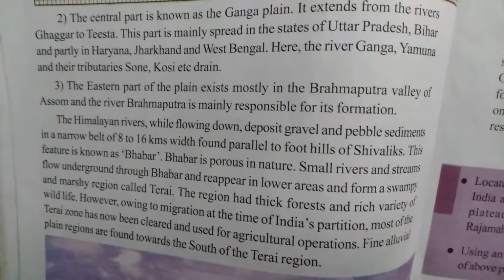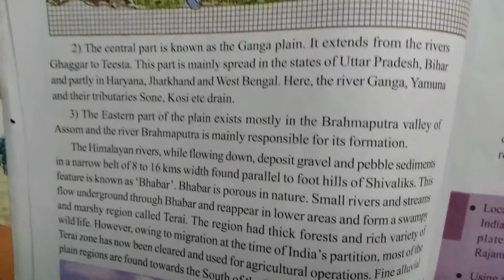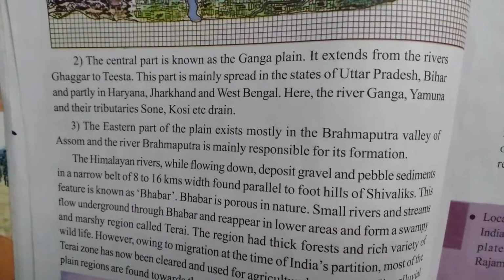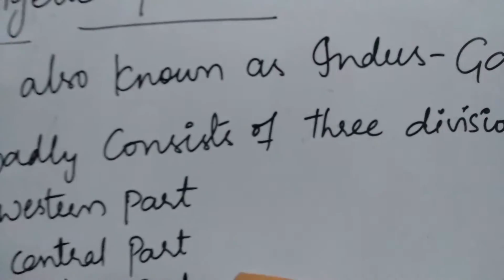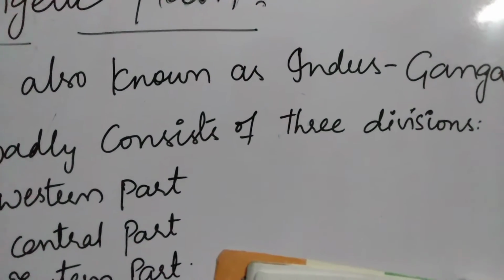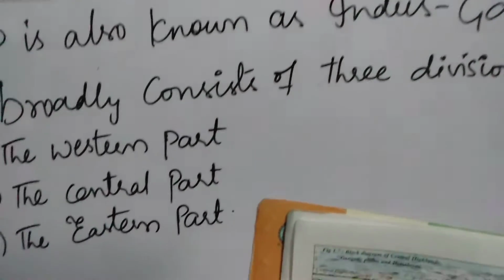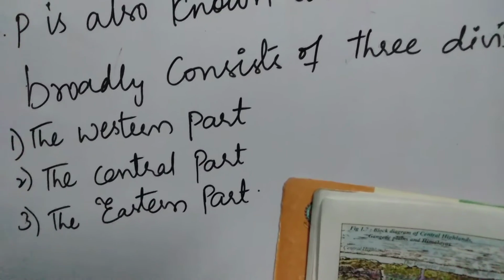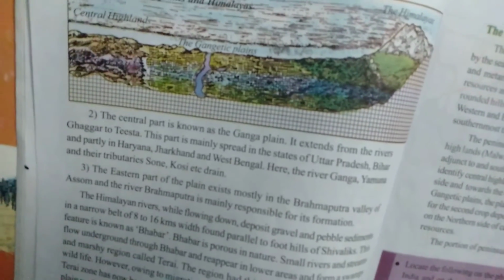This is the detail of the Indo-Gangetic Plain. Once again I will repeat, so listen carefully. The Indo-Gangetic Plain is also known as the Indus-Ganga Plain. It broadly consists of three divisions: the western part, the central part and the eastern part. The central part is also known as the Ganga Plain, spread in the states of Uttar Pradesh, Bihar, and partly in Haryana, Jharkhand and West Bengal, drained by the rivers Ganga, Yamuna and the tributaries Son, Kosi etc.